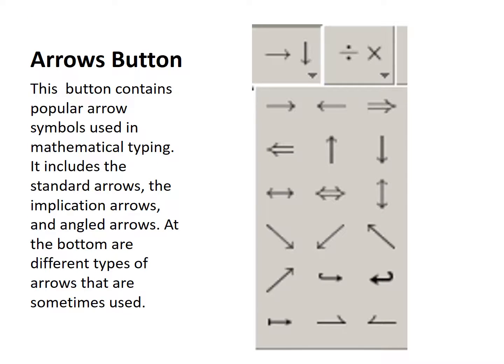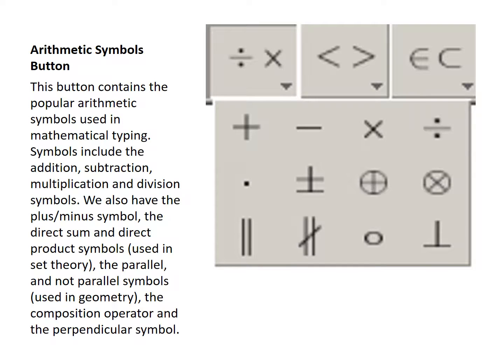The arrows button. This button contains the popular arrow symbols used in typesetting. You have your standard arrows, your implication arrows, your angled arrows, angles that go into diagonals. You have your harpoons, you have your curl arrows, and these are just other arrow symbols that are often used in courses.